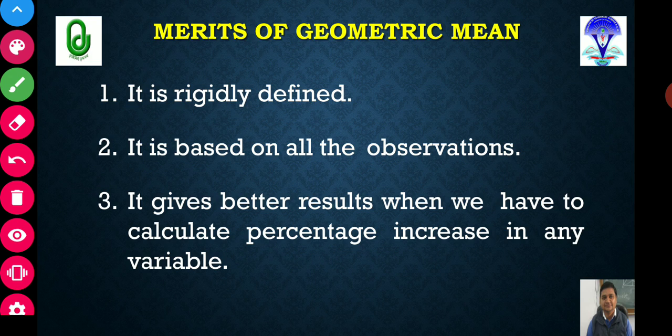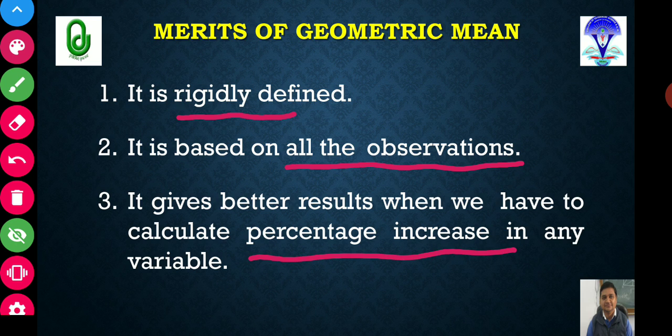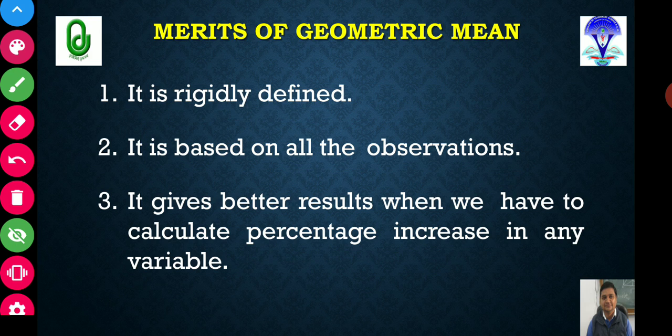Now, what are the merits of geometric mean? All these utilities and merits may be asked in your examination, either in short notes, in objective questions, or in definitions. So, the merits of geometric mean: it is rigidly defined, because it has a well defined formula. Then it is based on all the observations. We have already seen the formula, and all the observations are used in it. It gives better results when we have to calculate percentage increase in any variable. In case of percentage changes, geometric mean is well applicable.